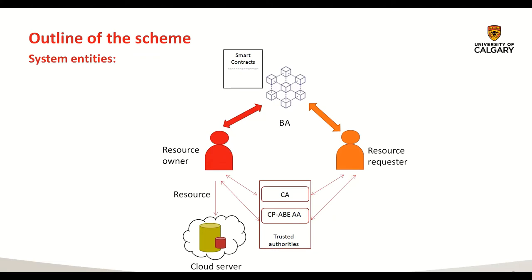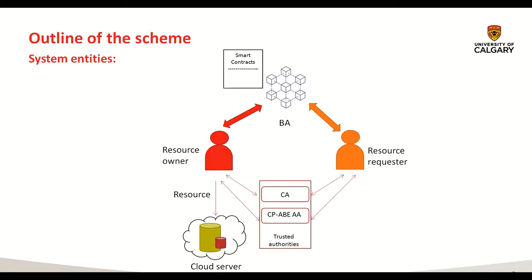We consider that the resource owner and requester have access to a permissioned blockchain, which is managed by blockchain authorities, BA. Users should register with BA and get a certificate for their public keys. BA is also responsible for authenticating the users and managing their interactions with the blockchain. After registration, users should refer to two trusted authorities in the system, the certificate authority and the CP-ABE attribute authority. CA is responsible for validating objects' properties for owners and users' attributes for requesters and issuing certificates for them. The CP-ABE attribute authority is responsible for generating the CP-ABE public key and users' attribute secret keys.